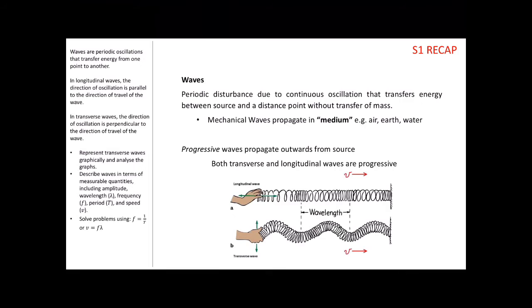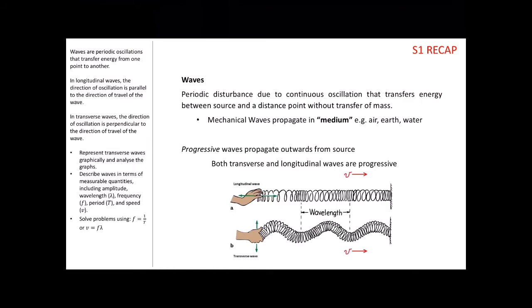Progressive waves propagate outwards from a source, and both transverse and longitudinal waves are progressive. So the top spring here is representative of a longitudinal wave. This is the type of wave that sound waves are, where the direction of vibration of the particles, or whatever is oscillating in the wave, is parallel with the direction of the wave's propagation, so the direction that the wave is travelling in.